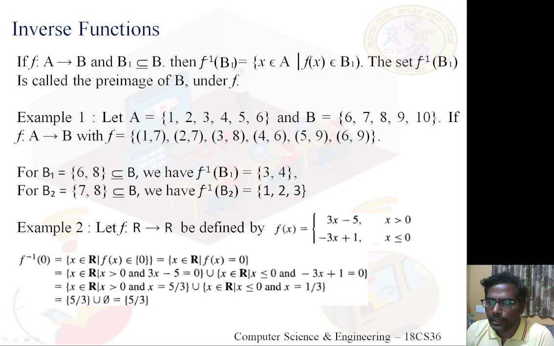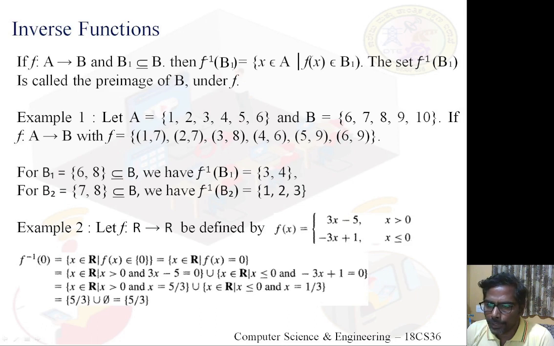In this function f, 1 is mapped to 7, 2 is mapped to 7, 3 is mapped to 8, 4 is mapped to 6, 5 is mapped to 9, 6 is mapped to 9. Now, let us have some subsets of codomain B, such as B1 and B2. Here, B1 contains two elements, 6 and 8, which is a subset of B. Also, B2 contains two elements, 7 and 8, which is a subset of B.